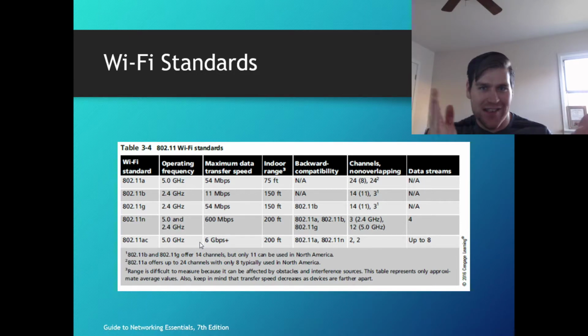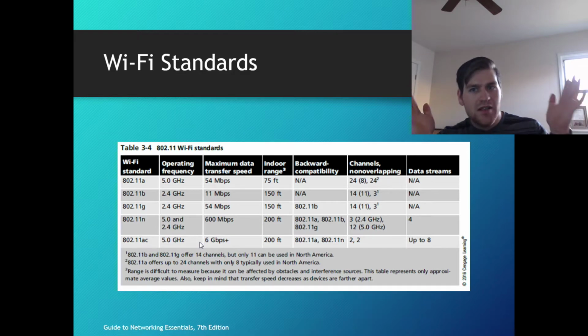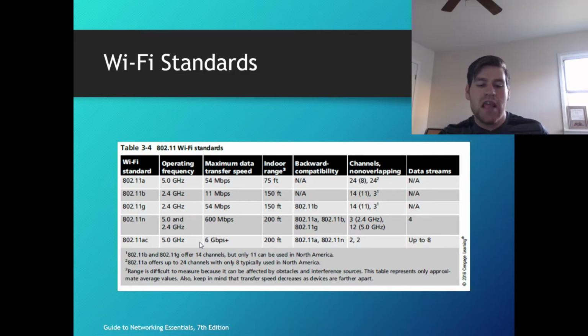There's a lot of sub varieties of ac. Interestingly enough, they went kind of crazy with that. There's really only 3 sub varieties with 802.11n, but 802.11ac had a number of subcategories, and they had different ranges and different speeds. But at the end of the day, the maximum speed for 802.11ac is upwards of 6 gigabits per second, approximately, and then about 200 feet range.